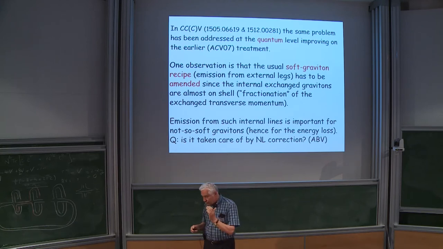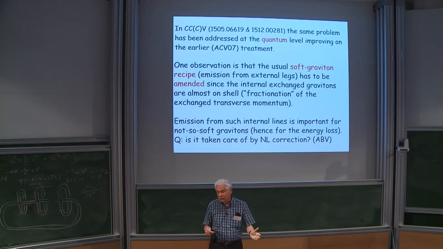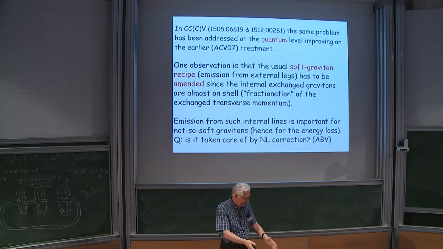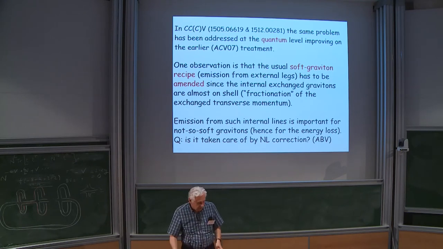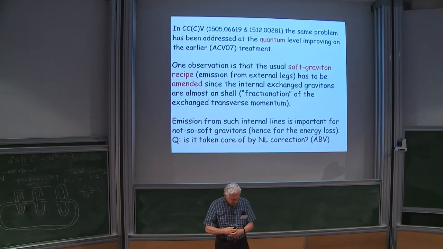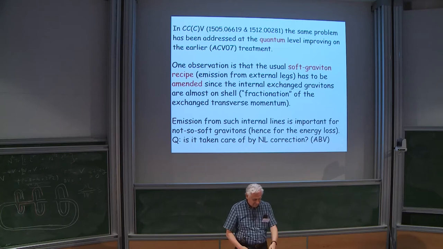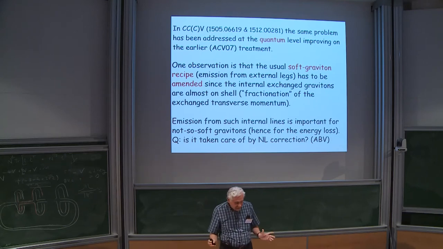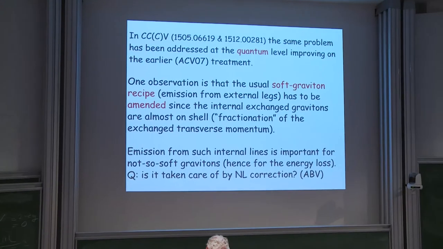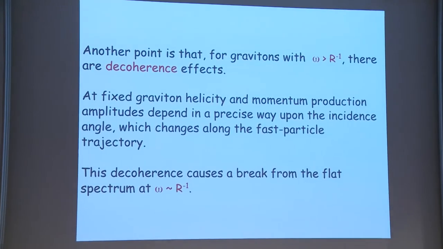But these not so soft gravitons are very crucial to compute the energy loss. So if you are only interested in the zero frequency limit, fine, you already know the answer. If you are interested to know the spectrum in some range of omega and integrate it to find the efficiency of the process for producing gravitational waves, then you are facing this problem. So in fact, I added this question mark: is this taken care of by this non-leading correction to the soft theorems? This is what we are trying to check. But we don't know the answer yet.